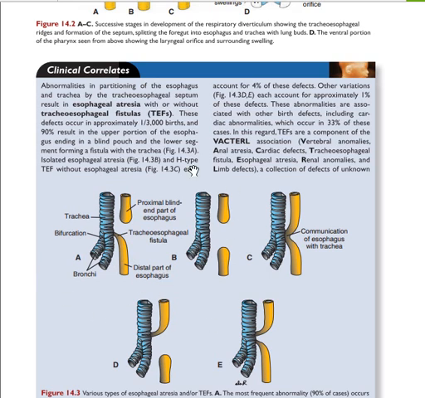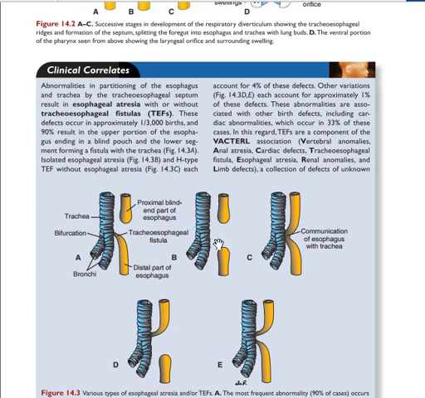Now the second type is this, where you have a blind-ended esophagus on both the proximal and distal side, but there is no actual fistula. So this one is not actually considered a tracheoesophageal fistula. It's more properly considered just esophageal atresia, because you just have blind ends without any connection between the two.